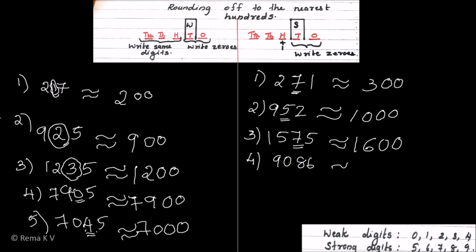9086 is rounded off to... In the ones place you have to put 0. In the tens place you have to put 0. Now check the tens place digit. It is a strong number. So we have to add 1 to this hundreds place. 0 plus 1 gives 1. And then write the same digit in thousands place. Okay, so 5. Next example.